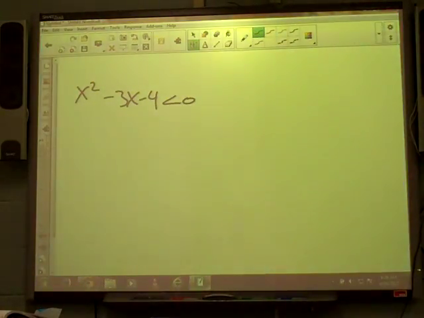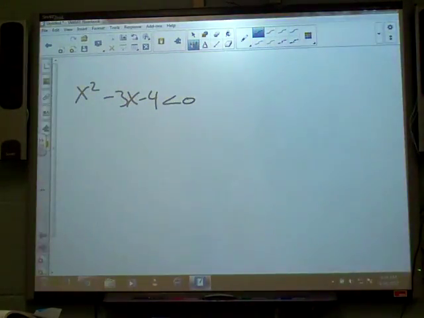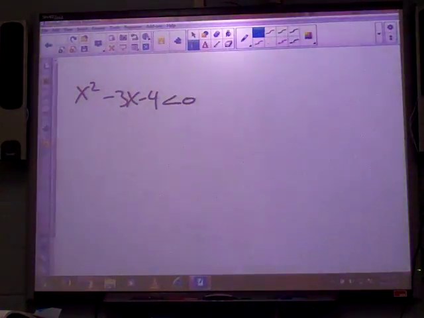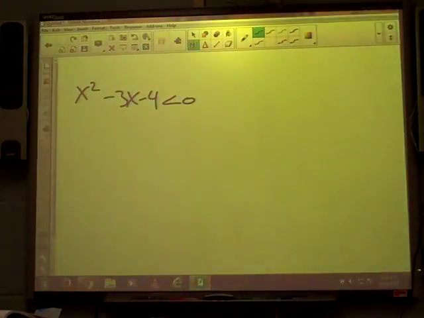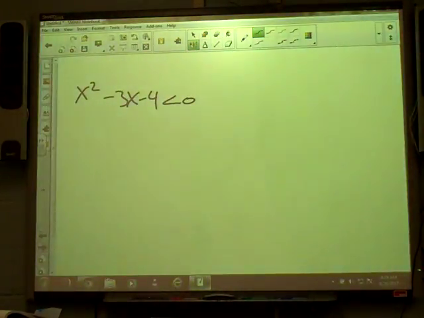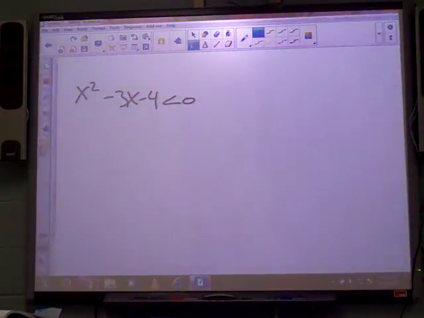Y'all pay attention. I told you our directions were going to change. Those first few problems that we worked, the directions said graph. This time, the directions say to solve. So what we're going to do on this, first off, it's got a less than sign. We're going to initially not worry about that and just solve it like it's a normal quadratic with an equal sign. Which means you can use the quadratic formula, completing the square, factoring, any of those methods that we've been using that you like. Okay, I'm going to check and see if I can factor it real fast.